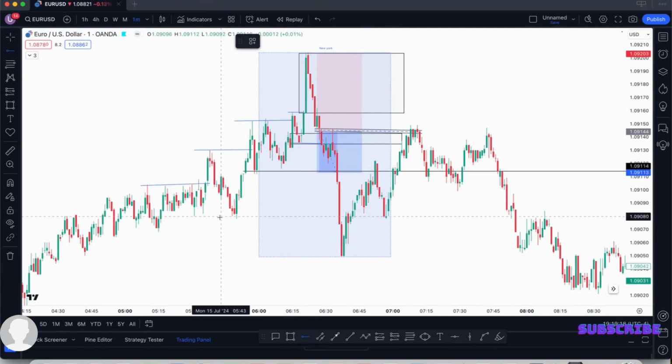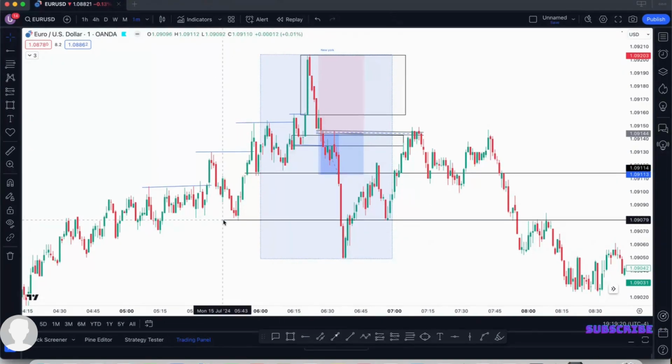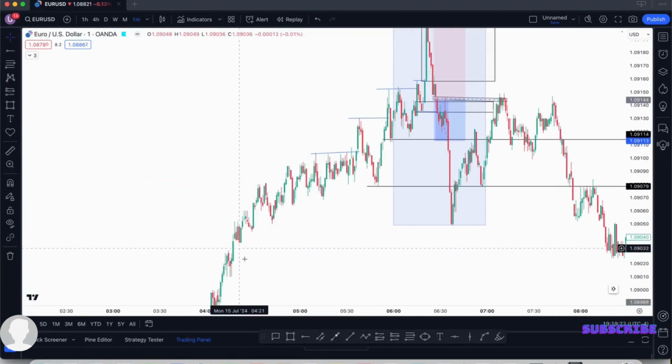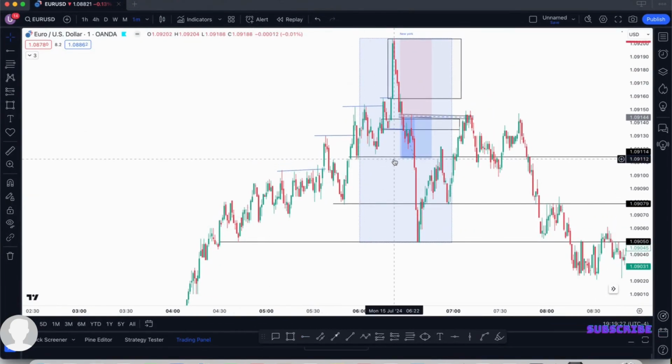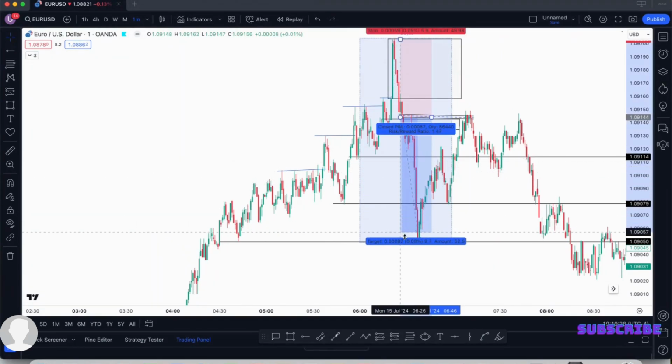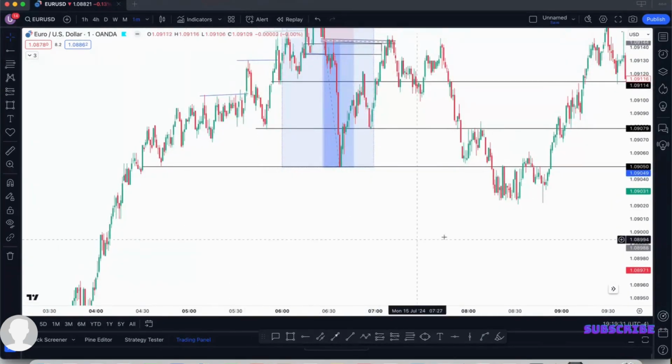All these lows are your take profits, and you target them. You keep targeting all the lows as your take profits.